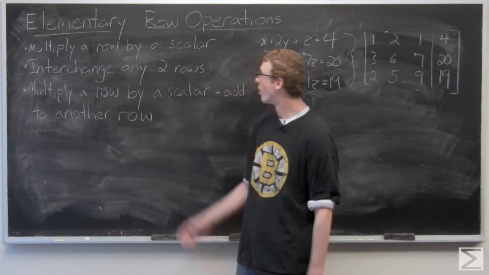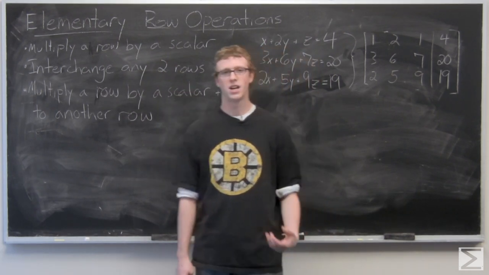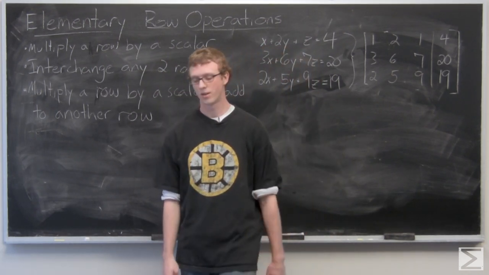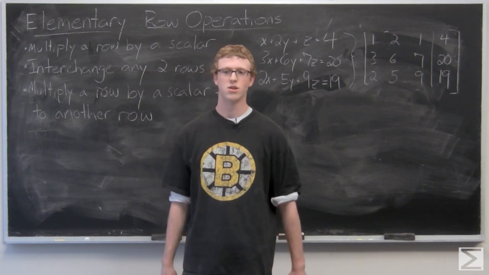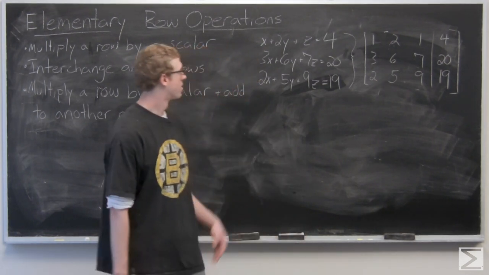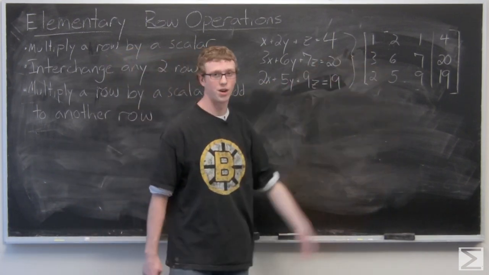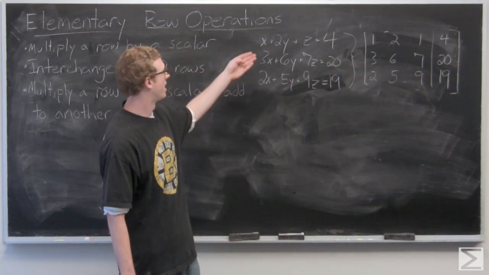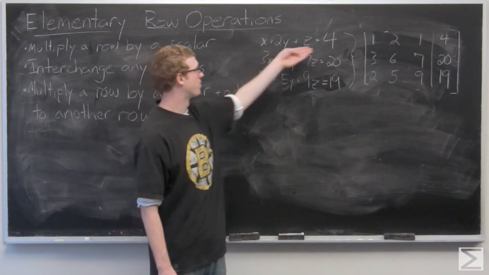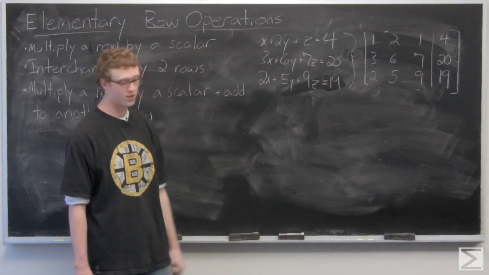So the elementary row operations: you can multiply any row of a matrix by a scalar and it won't change the result of the equation. So for example, we could multiply this first row of our coefficient matrix over here, and all it would do is just multiply the top equation.